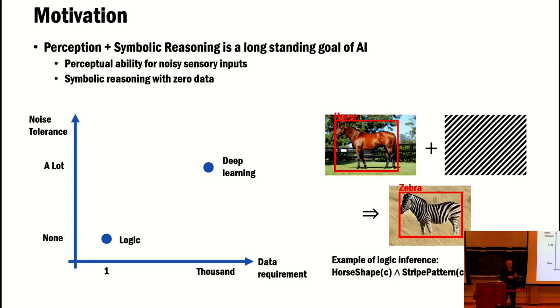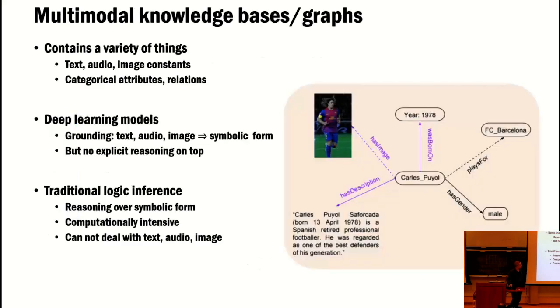So it would be nice to have some method which can combine perceptual ability and logic inference in a unified framework. You want something where you require a very small number of training data points to generalize to a new task, while at the same time being able to tolerate variations in your inputs. This is a long-standing goal. And if you have such a method, there are lots of datasets nowadays that need a method like this. People are building something called a multimodal knowledge base.